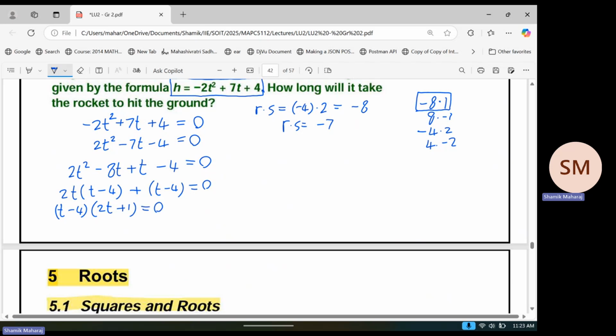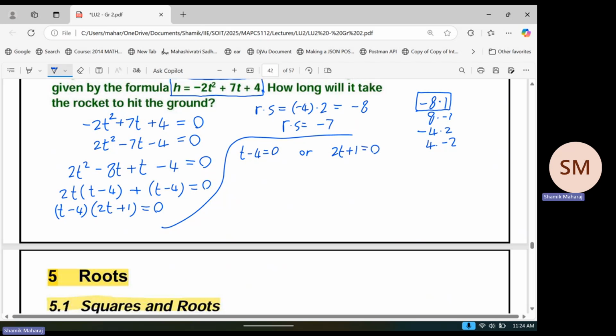Now remember, the principle of zero product says both of these could be 0. So to solve for t, we use that. Let me do that down here. We say t minus 4 is equal to 0, or 2t plus 1 is equal to 0.